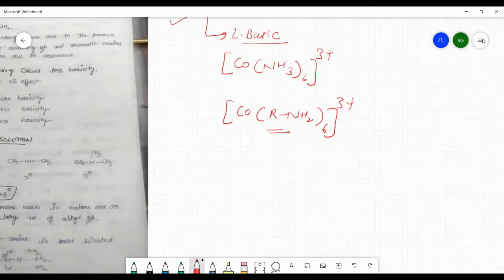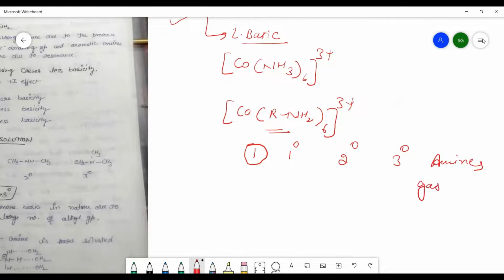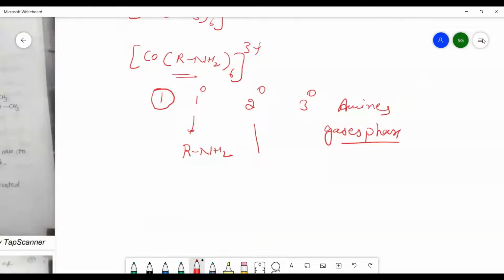Now we will consider one by one how the basic nature is affected by the various groups, and which are more basic and which are less basic in nature. First of all, we will discuss primary, secondary and tertiary amines in the gaseous phase. Here, in primary amines there is one R group present, in secondary amines there are two R groups present, and in tertiary amines there are three R groups present.